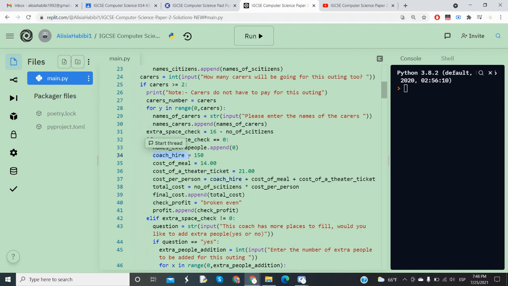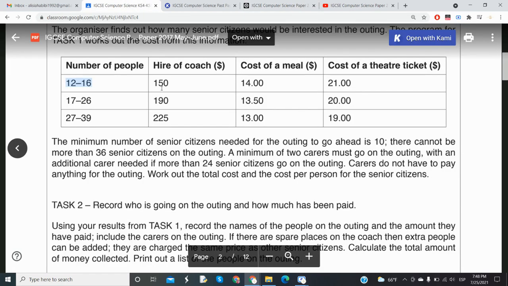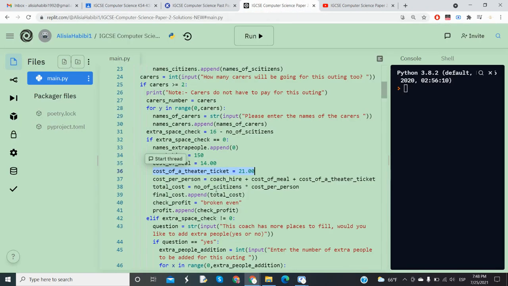There are constants like coach hire, which is set to 150, the cost of meal, which is 14, the cost of a theater ticket, which is 21, based again on the table information, as you can see here. So all this information is set as constants because they remain the same. And that's used to find a cost per person variable, which is used to find the cost for each person by adding up the coach hire and the cost of the meal and the cost of a theater ticket.